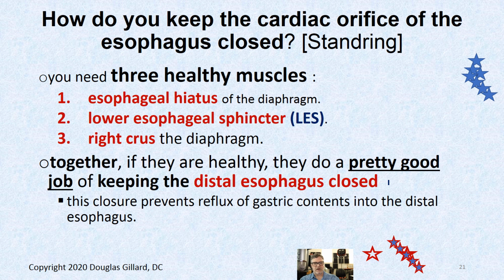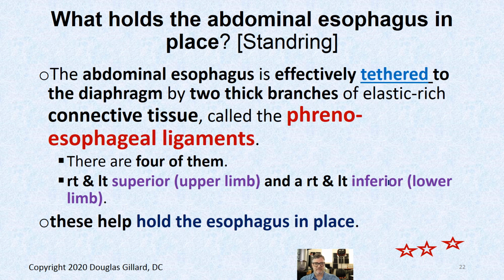How do you keep the cardiac orifice of the esophagus closed? Well, so how do you keep, AKA cardiac orifice? I threw a curveball at you. Remember, that's the same as the lower esophageal sphincter. Well, you have to have a healthy esophageal hiatus, and you have to have a healthy and firm lower esophageal sphincter, and the right crus has to have good tone to it as well. You need those things to not have GERD, basically. Together, they do a pretty good job at closing off that esophagus.